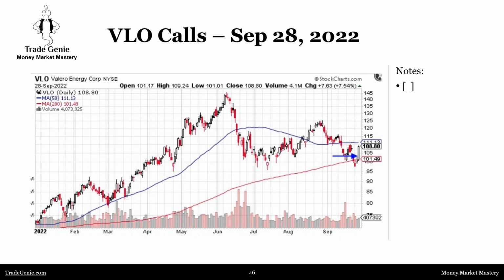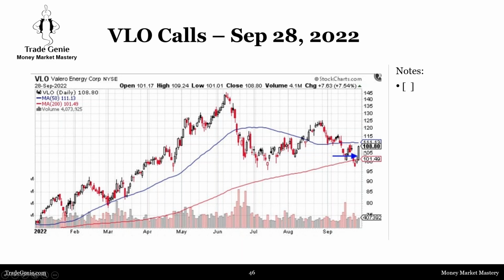VLO. We trade VLO calls and puts. Looking at this stock, maybe the oil stocks were moving. When the oil stocks are moving, I go through the list quickly and identify, based on my belief, which one is looking better. Sometimes two or three are looking better. Sometimes I just say, okay, which one is the best right now? So VLO bouncing.